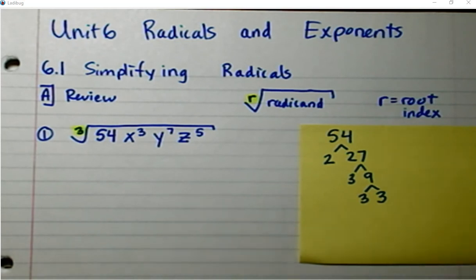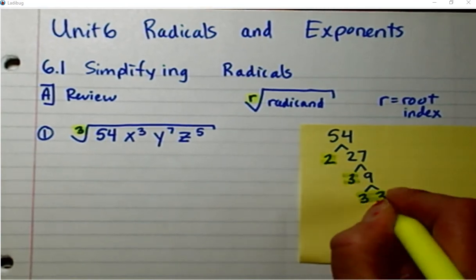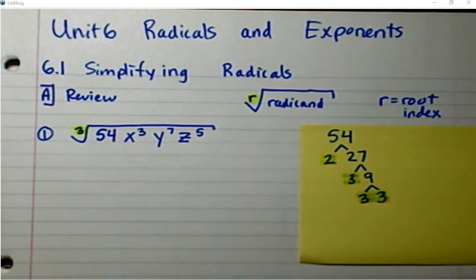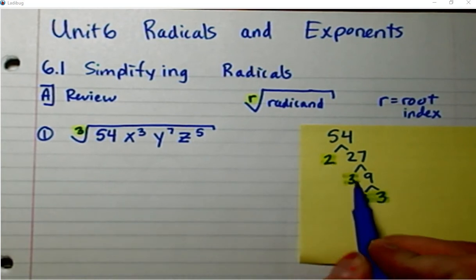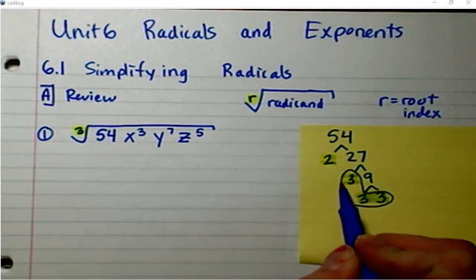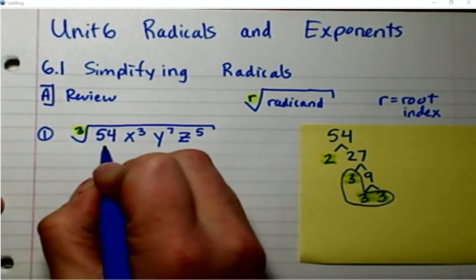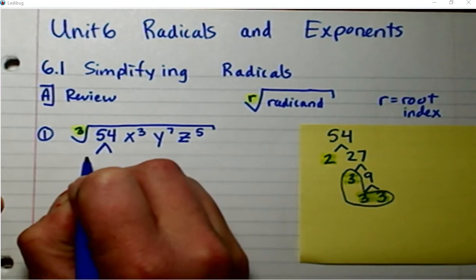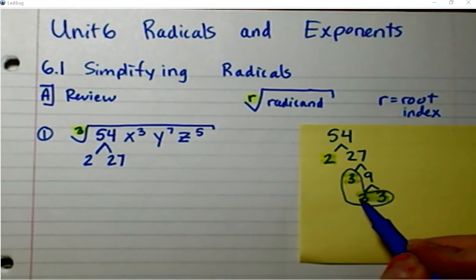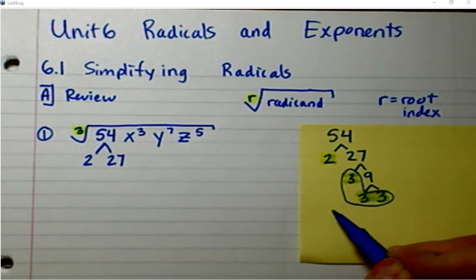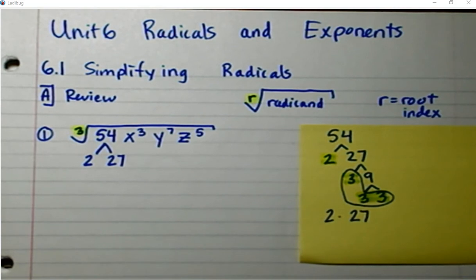All right, now I'm going to highlight the bottom of my factor tree because I don't want to lose any of my numbers. So notice that I've got a 2, a 3, a 3, a 3. That's the perfect cube. 3 of a kind. And so when I come over here, I'm going to write 2 times 27, because 3 times 3 times 3 is 27. That's the perfect cube.